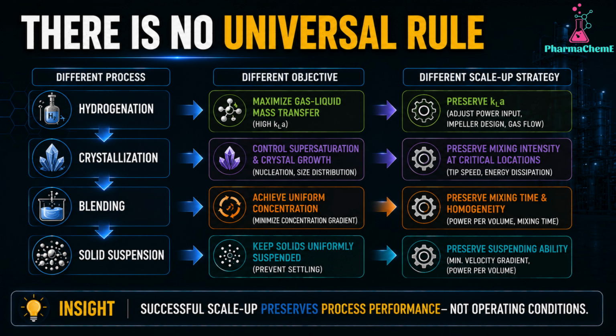This is perhaps the most important lesson in agitation scale-up. There is no universal rule that works for every process. A hydrogenation reaction doesn't behave like a crystallization process. A blending operation has completely different objectives from a solid suspension process. That's why experienced engineers never begin with RPM. They begin by understanding what the process is trying to achieve.